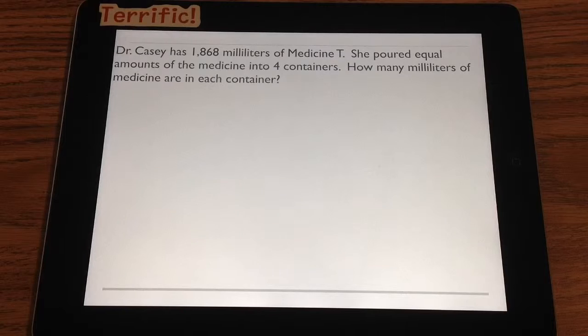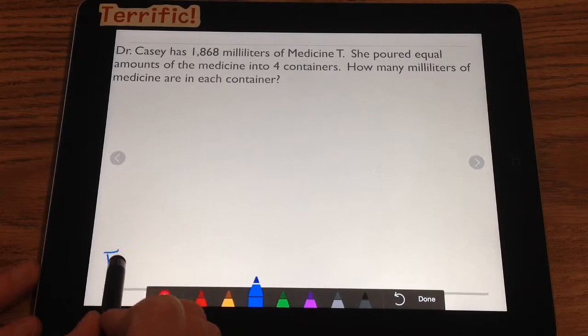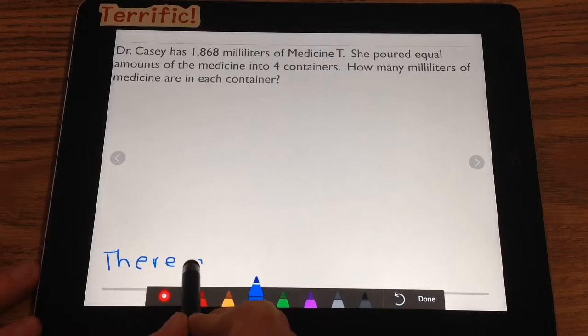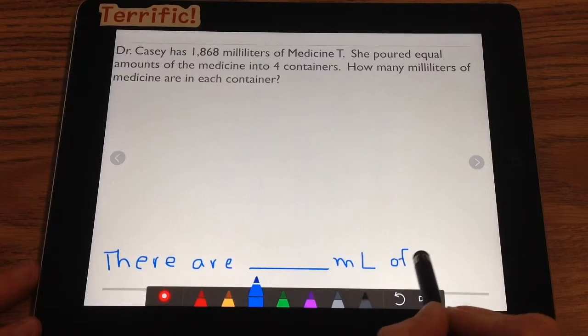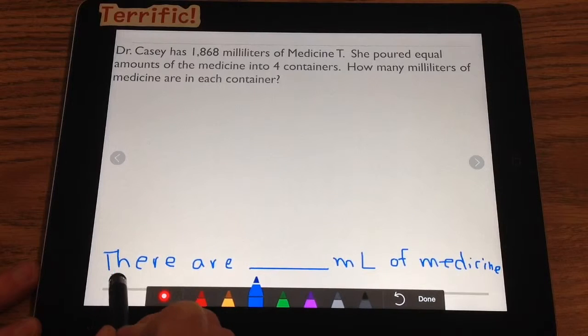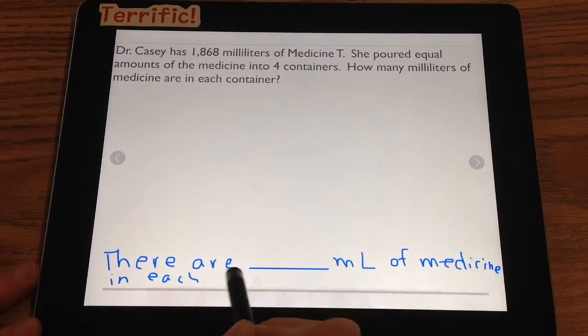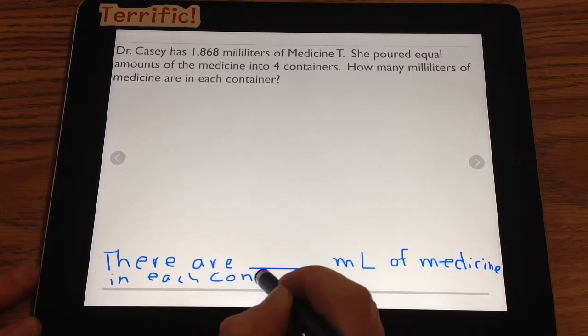It says Dr. Casey has 1,868 milliliters of medicine. She poured equal amounts of the medicine into 4 containers. How many milliliters of medicine are in each container? So our answer statement is: there are blank milliliters of medicine in each container.